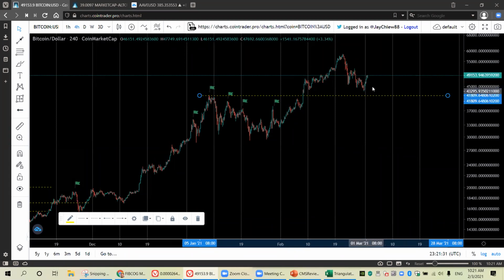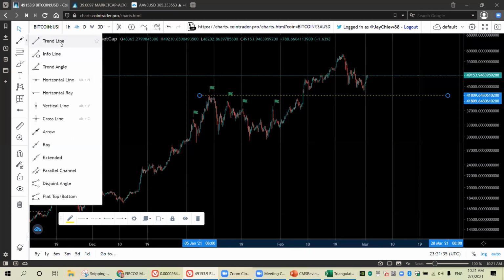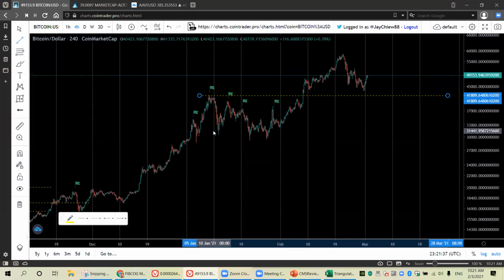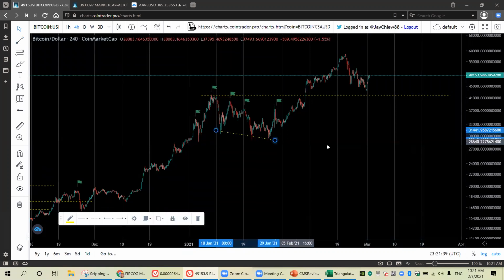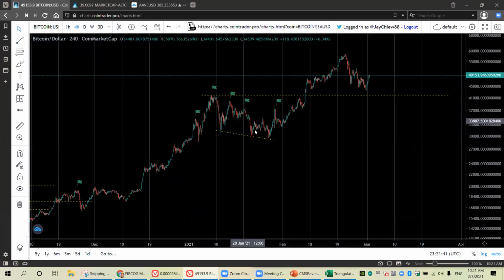So I'm not sure if it's going to break the line, because even if you look at the previous correction here, the previous correction is very strong. When it dips, I think the institutional guys buy. When it dips, we buy. So I think it's very hard to try to come below 40K. Can it go down? Of course it can, but that's why you want to buy the dip.